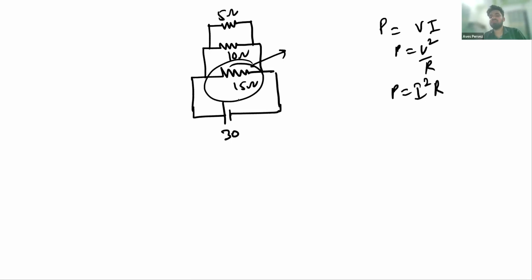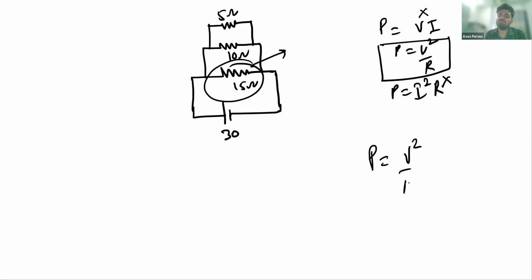So in parallel, the current changes. The equal current will not reach to this one, to this one, to this one. So the formula containing I will not be used here. Only this formula will be used: V square by R.